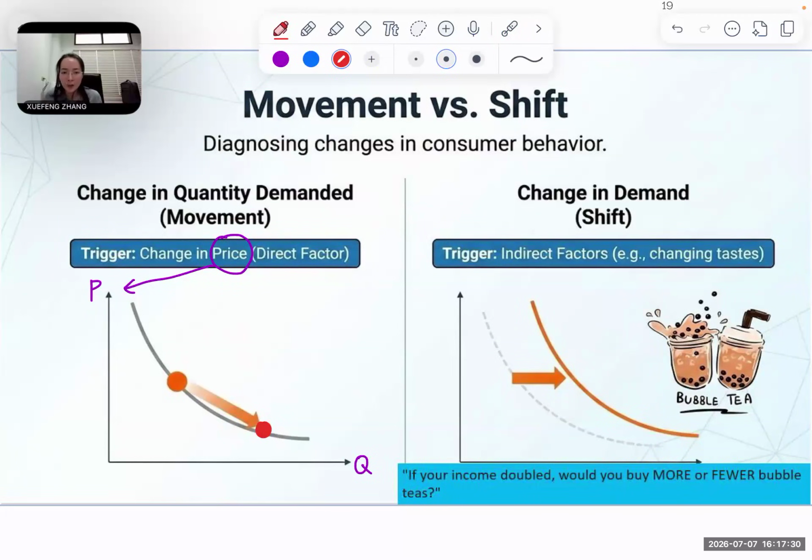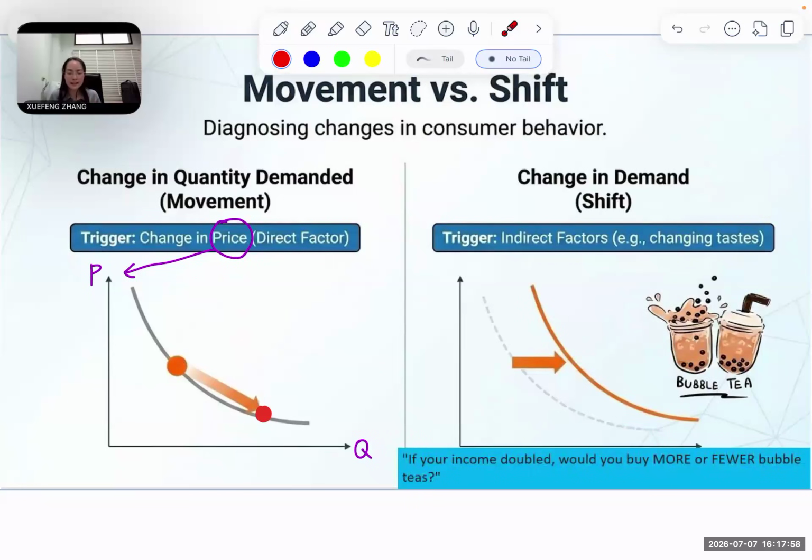Okay? Right side here, change in demand. The whole curve shifts. Here, it shifts right, meaning at every price, people now buy more. The trigger is that something indirect changes, okay? Like tastes shifting towards bubble tea. Okay, so let's test it. And here is a quick question.